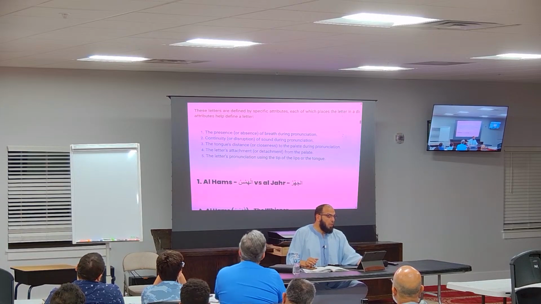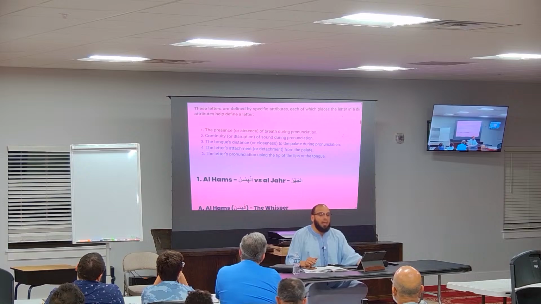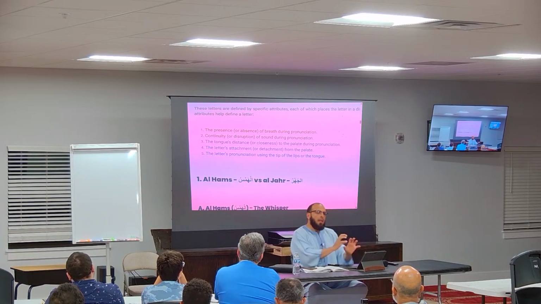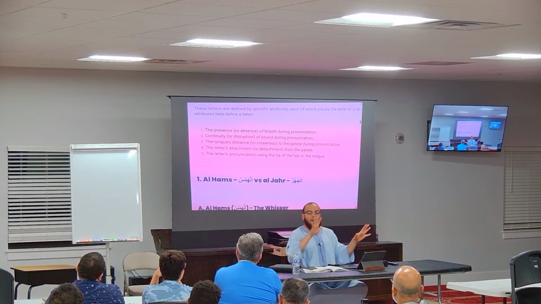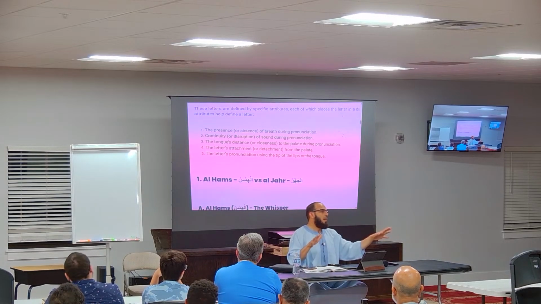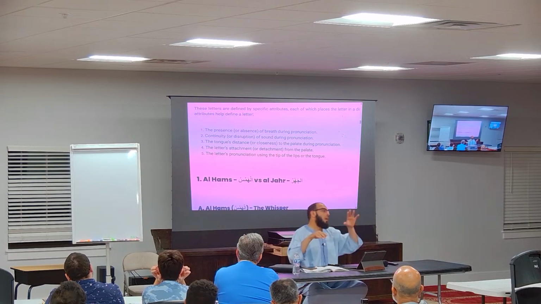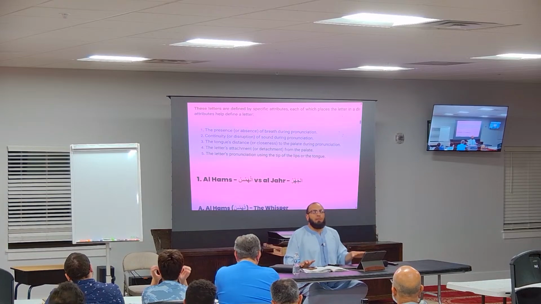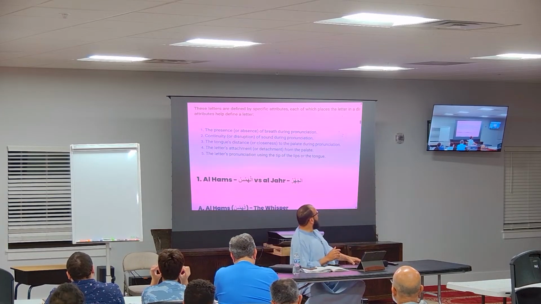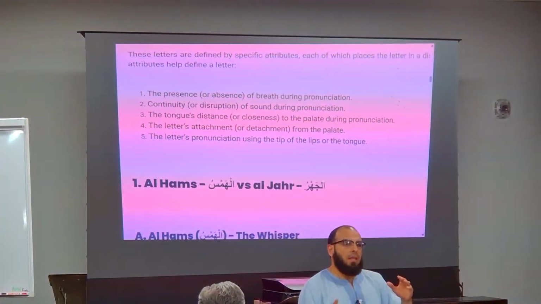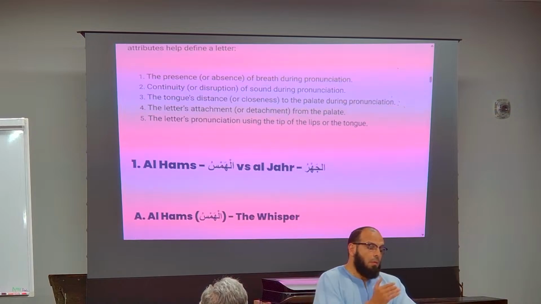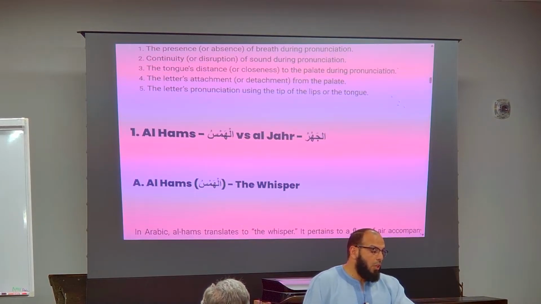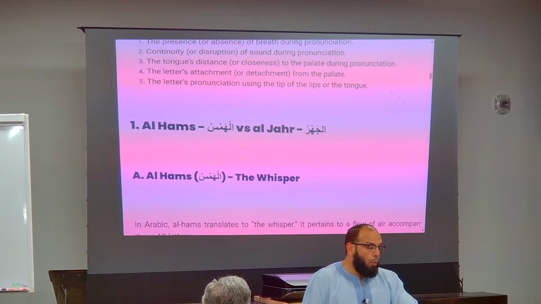Number 5, the letter's pronunciation using the tip of the lips or the tongue. Is it coming mainly from the lips or the tongue? That will give you the 5. If you know these, you know 10 already. It's either this or this. It comes with breathing, there's air with it, it will be this. It doesn't come with air, it will be this. So that gives you the 5 main sifat that have opposites, and then we have the 7 others that we will explain separately. Now let's give the examples or mention each letter, and we will know.